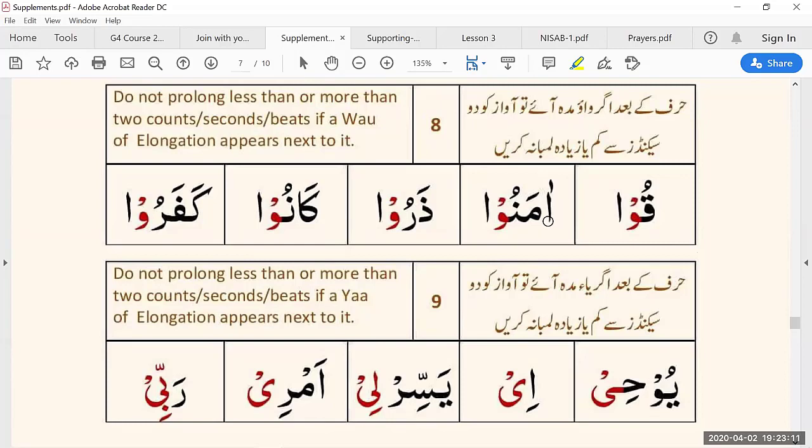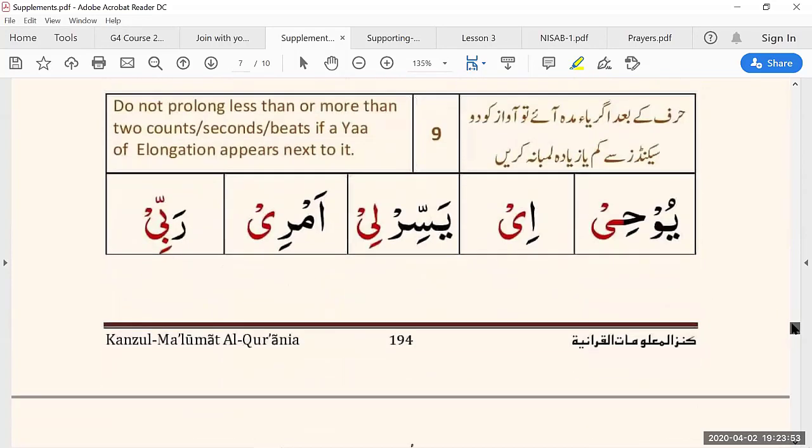قو, آمنوا, ذروا, كانوا, كفروا. Kafaru. Remember the ra, if it carries a fatha or a dhamma stroke, it has a thick sound. كفروا. And zal has a vibrating sound, different to the letter za. So instead of zaru, zaru. ذروا.